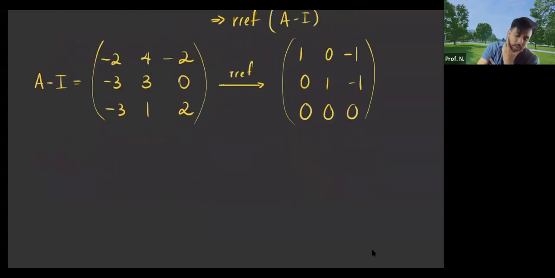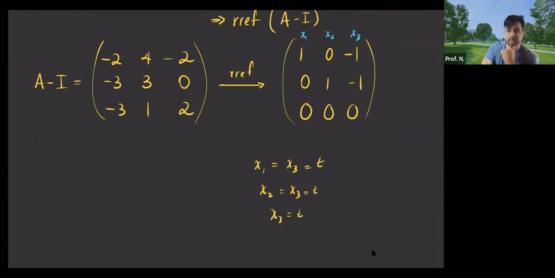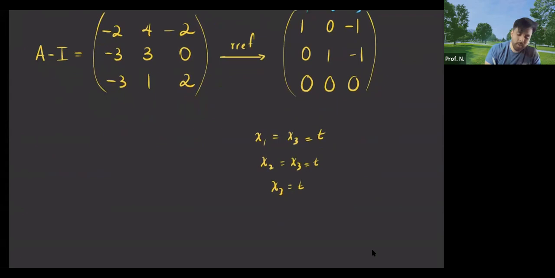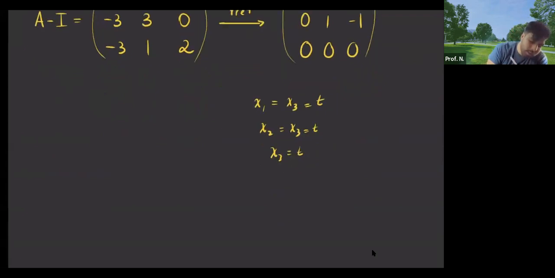So then from here, what can we say? X1, X2, X3. So then X1 is equal to X3. X2 is equal to X3. And X3 is equal to T or some other variable. So I just want to make sure this is clear. What is the solution, or what is the null space of A minus I, which is the eigenspace, okay?